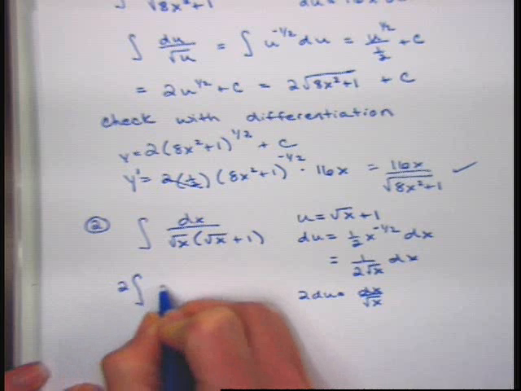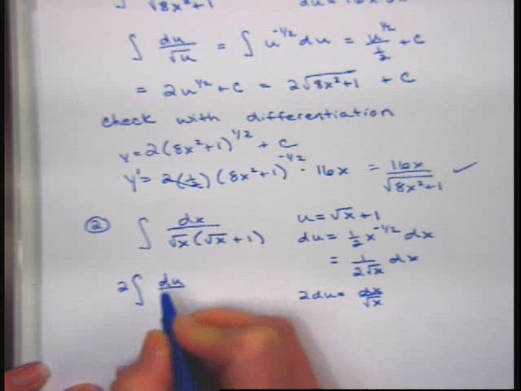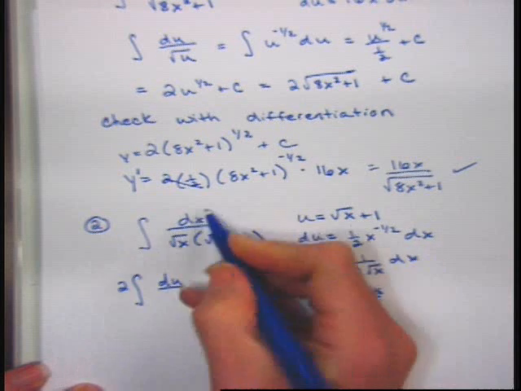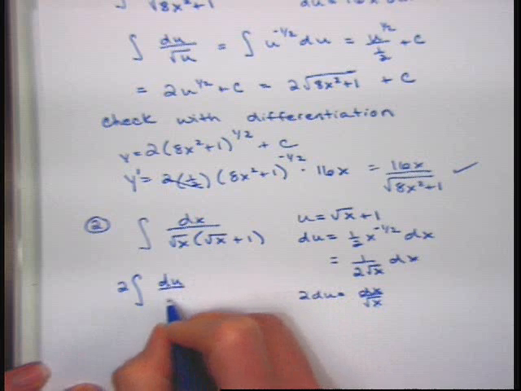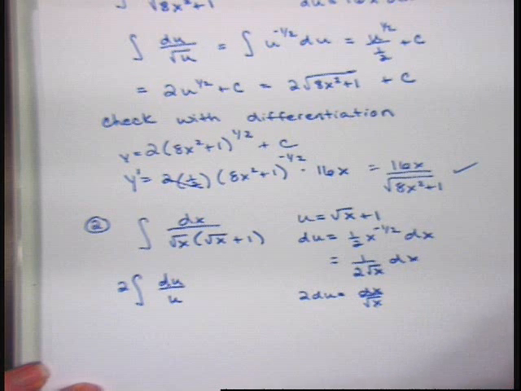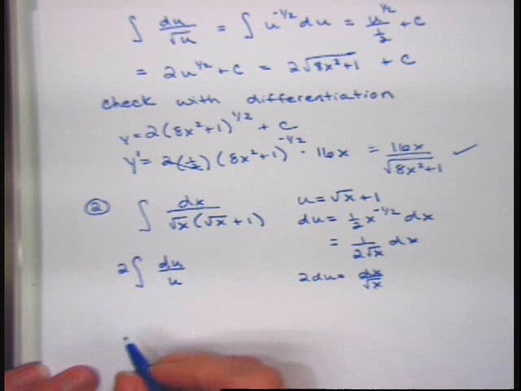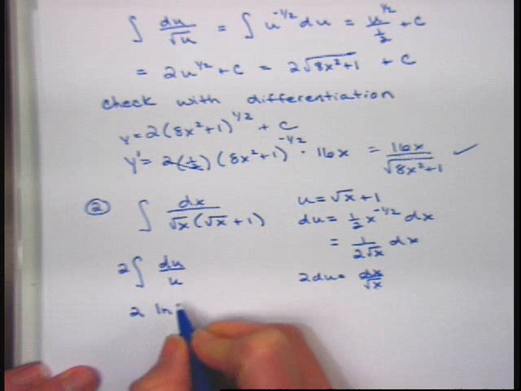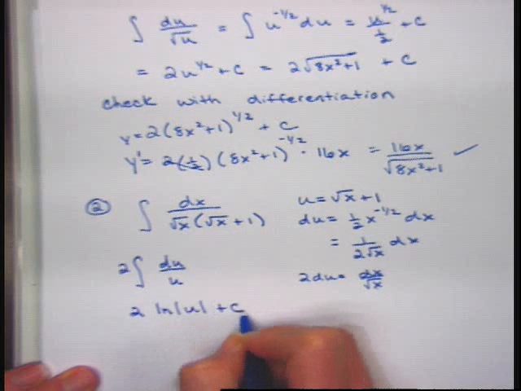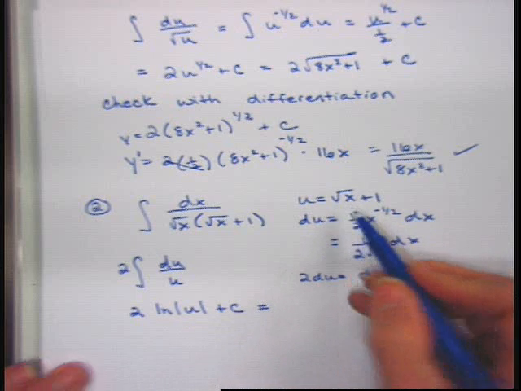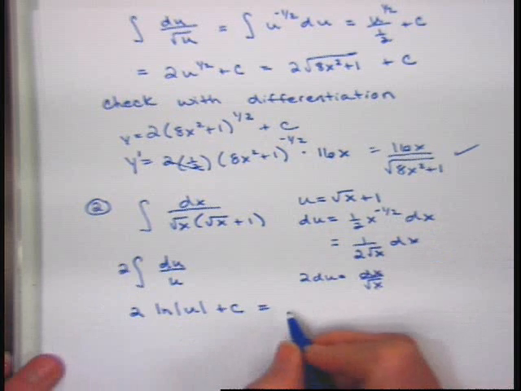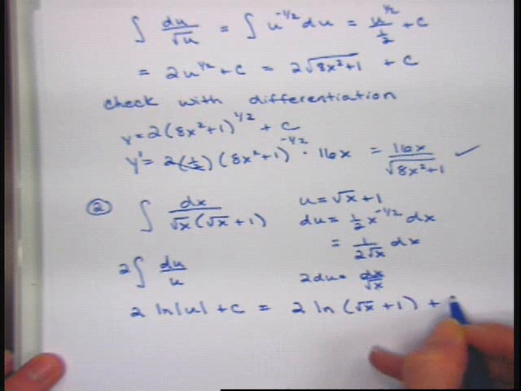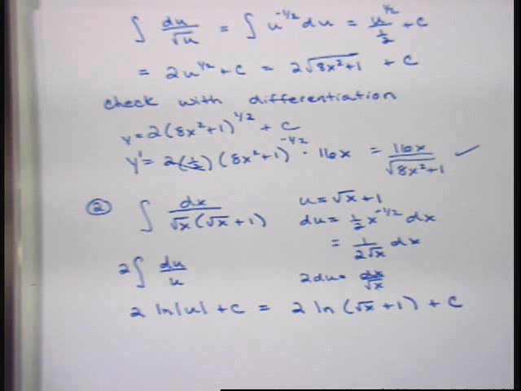We'll have the antiderivative, we'll have the du, that went along with the dx, because du was dx over square root of x, so that's replaced with du, and then this is just u. And what's the antiderivative of du over u? Yes, that's 2 ln, and you have to do absolute value, plus c, but the square root is always positive, plus 1 is just going to be positive, so now you don't need it. So it's 2 ln square root x plus 1 plus c. You don't need it because you know that it's positive.